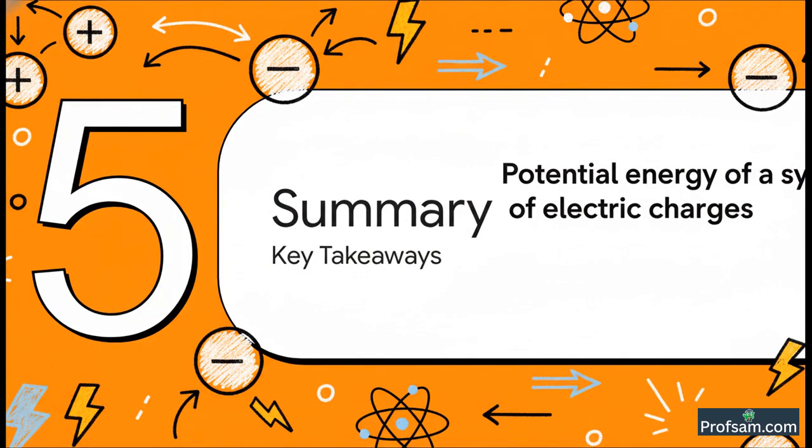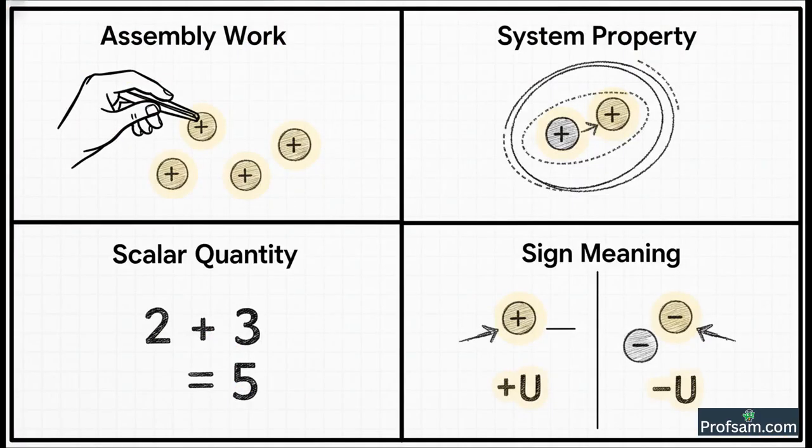Excellent work. So let's do a quick recap of the most important takeaways and see where this idea leads us next in our chapter. So if you remember nothing else from today, remember these 4 points. 1. Potential energy is the assembly work. 2. It belongs to the whole system, not one charge. 3. It's a scalar. No vectors, just add the numbers. And 4. A positive U means you fought against repulsion, and a negative U means you work with attraction.